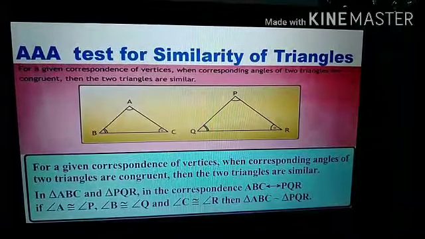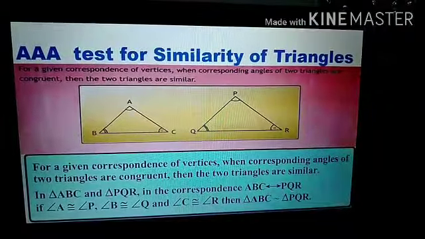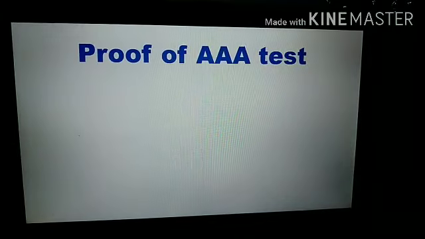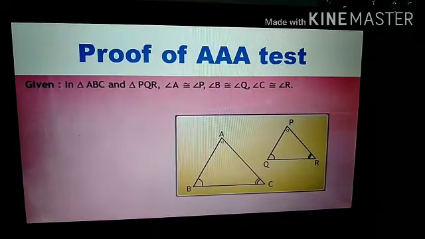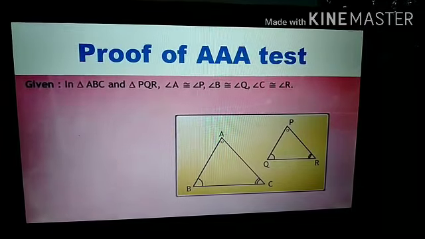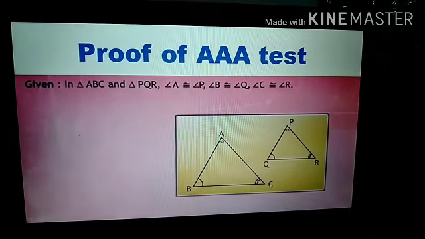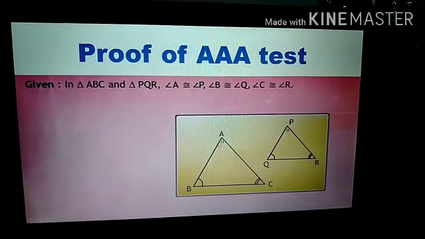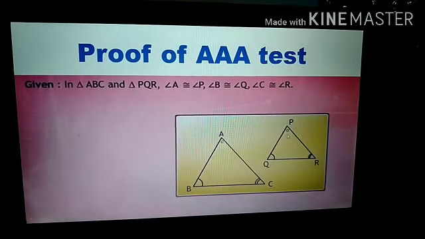For more information, let us now prove the AAA test of similarity. Proof of AAA test. As you all can see in the figure, we have triangle ABC and triangle PQR. Again, there are some symbols used to mark the congruent angles. So as you see in the figure, angle A has a dot, angle P also has a similar dot.